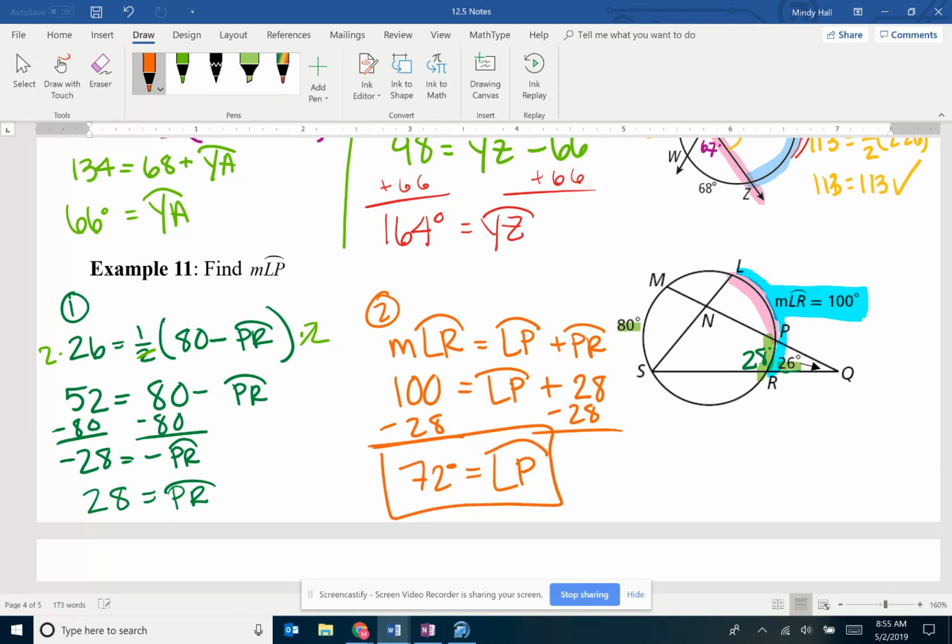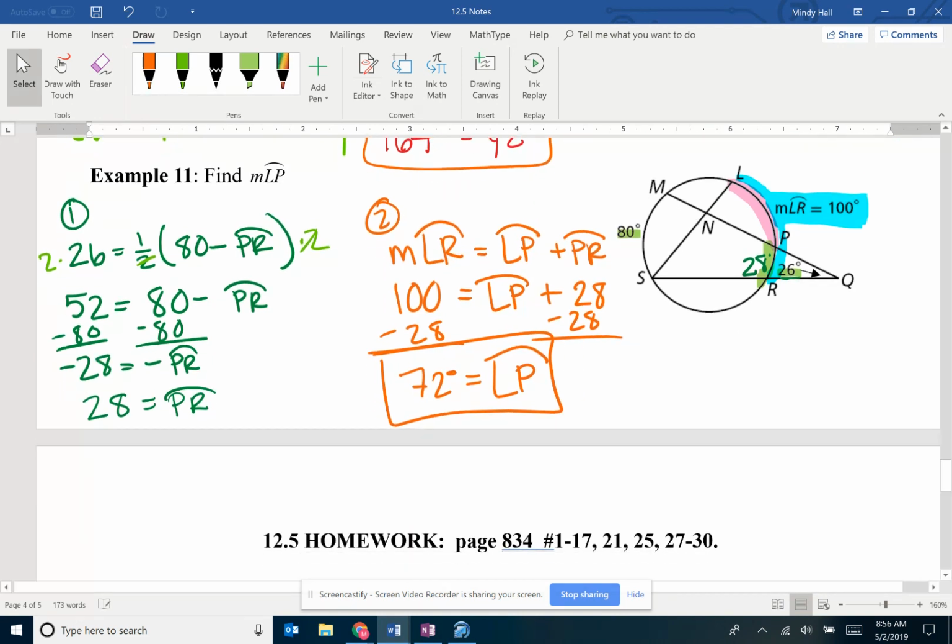So, like I said, these are a bit like puzzles. So I recommend just looking for any relationships you can find. Your worst case scenario is you're just trying to find everything. But try and focus your attention on the arcs that you actually need.